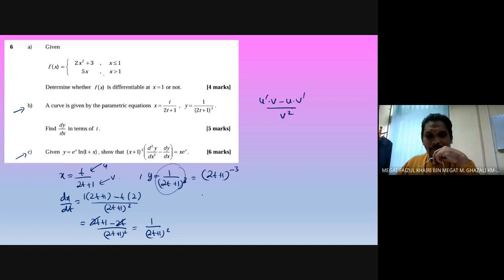So then dy/dt equals negative 3 times (2t plus 1) to the power of negative 3 minus 1, which is negative 4, and then times the differentiation of 2t plus 1, which equals 2. So then negative 3 times 2 equals negative 6, divided by (2t plus 1) to the power of 4.